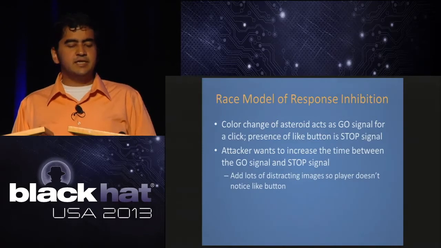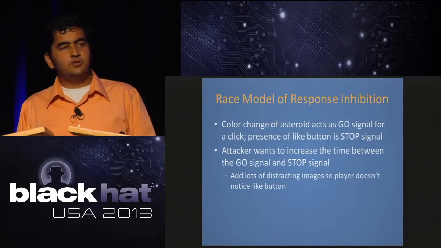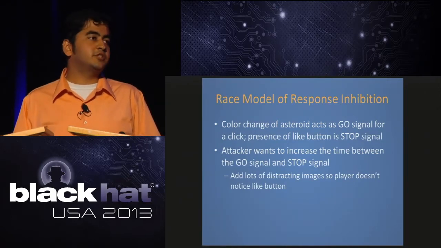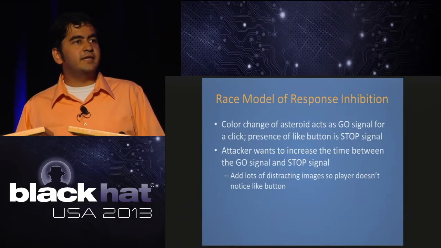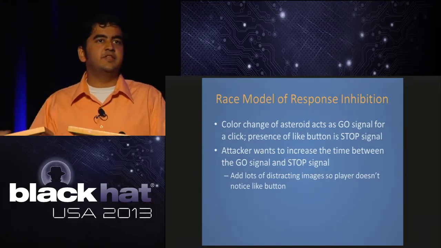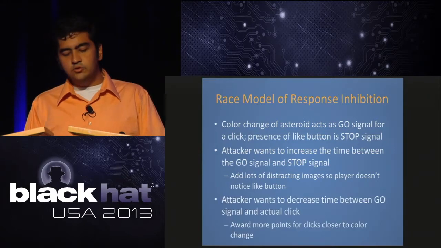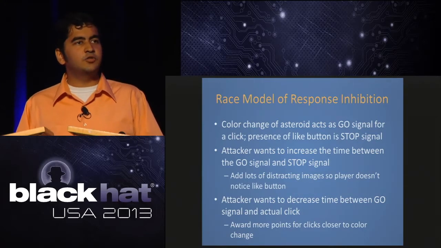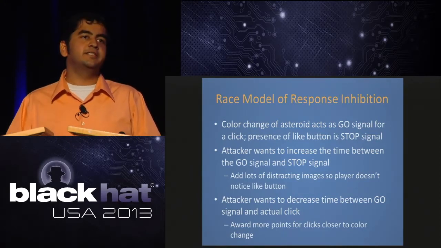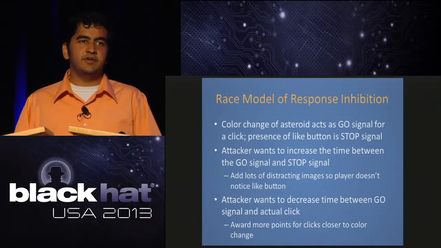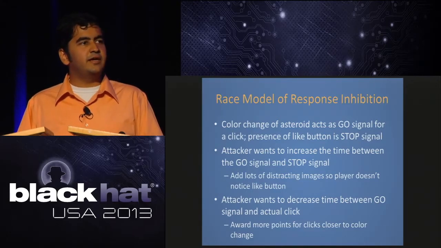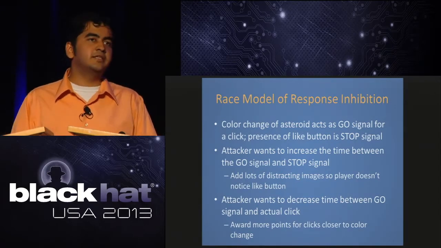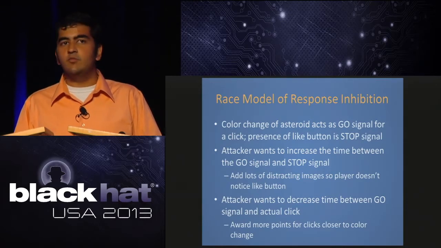An attacker wants to increase the time between the go signal and the stop signal. One way to do that is to add lots of distracting images so that the user does not notice the like button. And so by the time the stop signal is received, the stop signal being noticing the like button, the go signal has already achieved that click. Another thing the attacker could do is decrease the time between the go signal and the actual click. Train the user to click as soon as he sees the go signal, the color change. And so we maybe award more points if the user clicks closer to the color change than further away. These sorts of game tricks can help us improve the accuracy of the attack. We haven't actually implemented any of these, but these are some thoughts on how to improve these attacks even more.